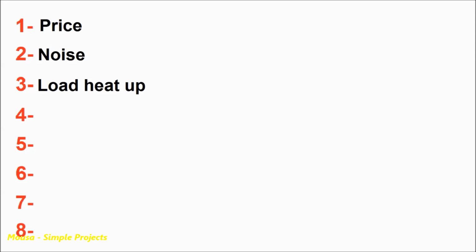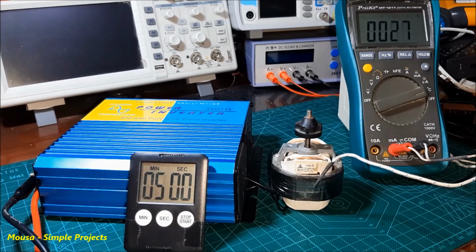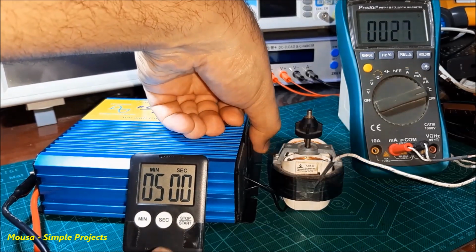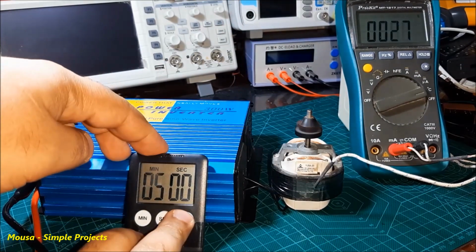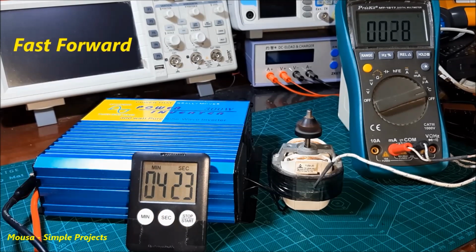The next comparison is the load temperature. In this test, first I run my motor by using pure sine wave inverter. The temperature of the motor at the beginning was 27 degrees Celsius. After running the motor for 5 minutes, the temperature of the motor became 41 degrees.